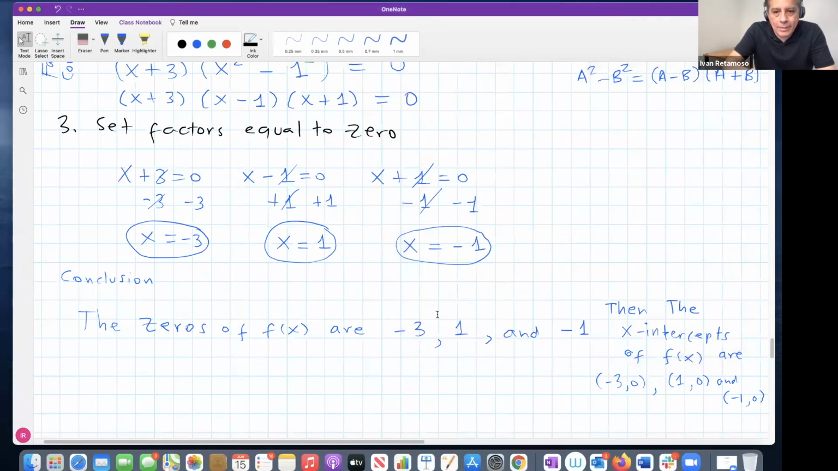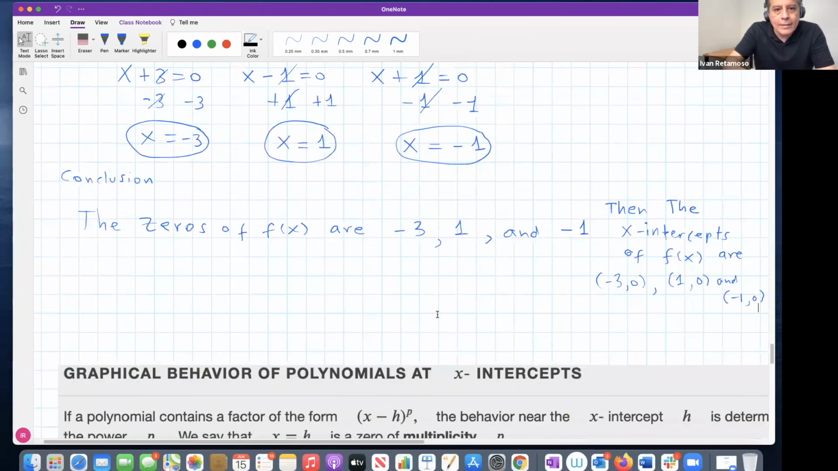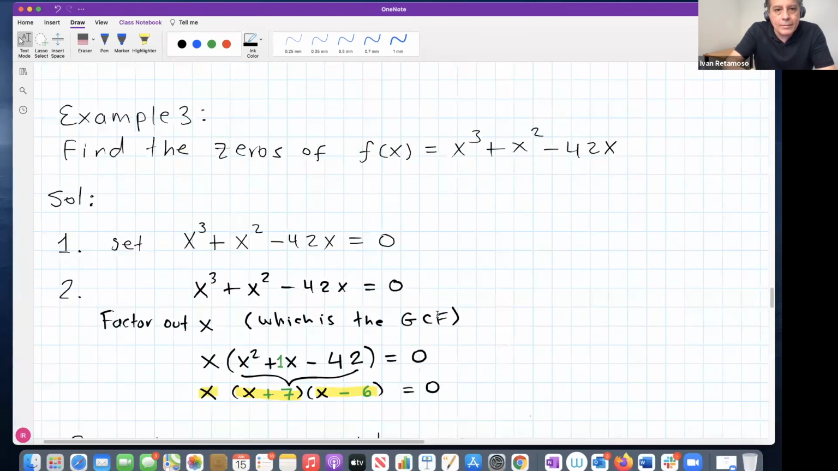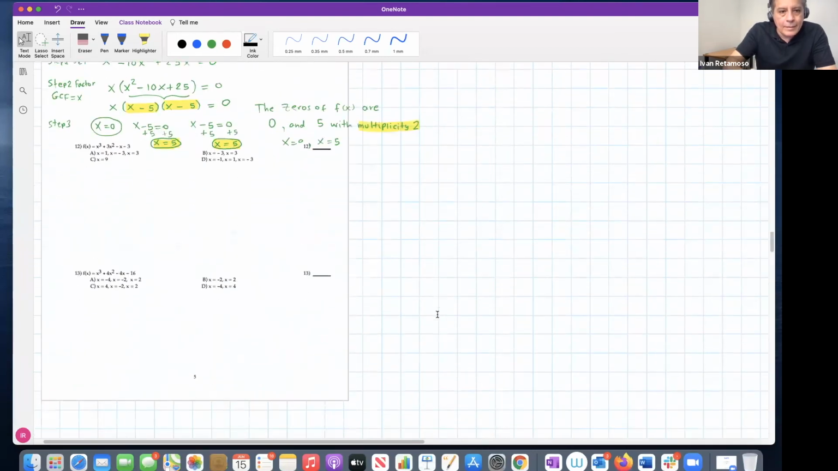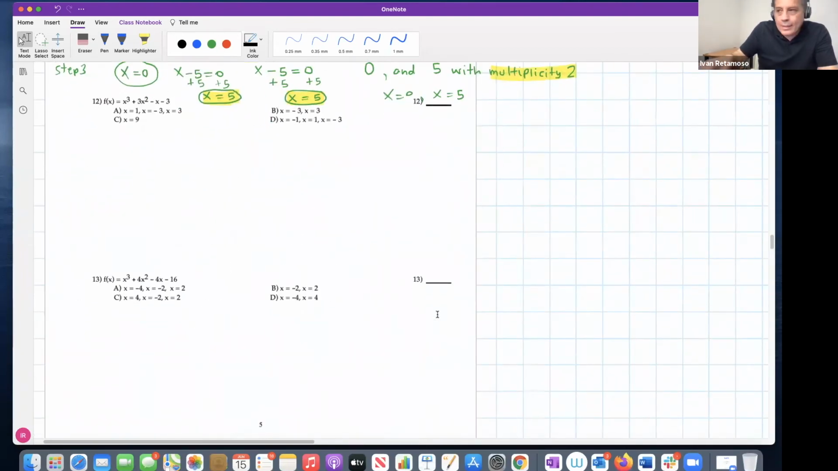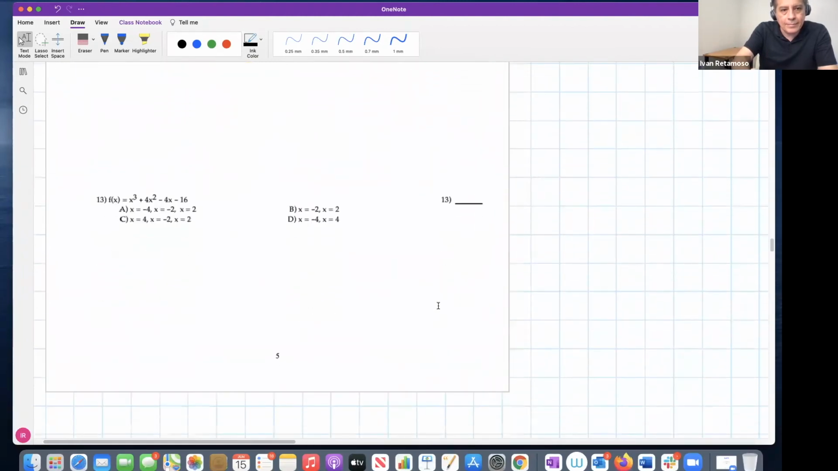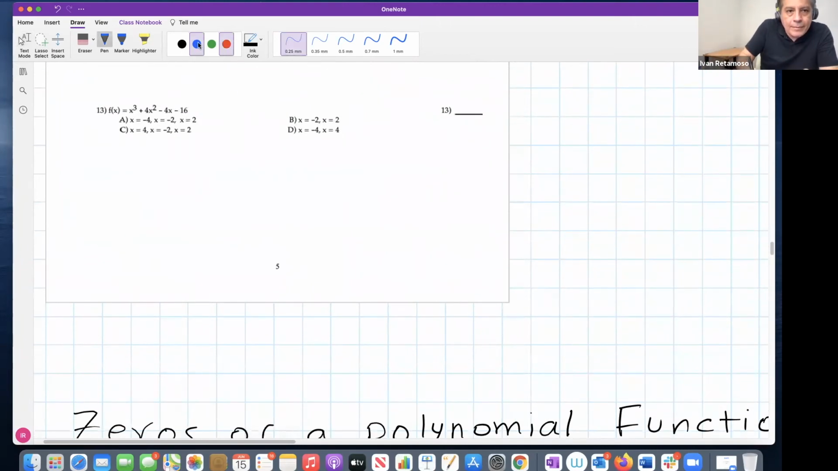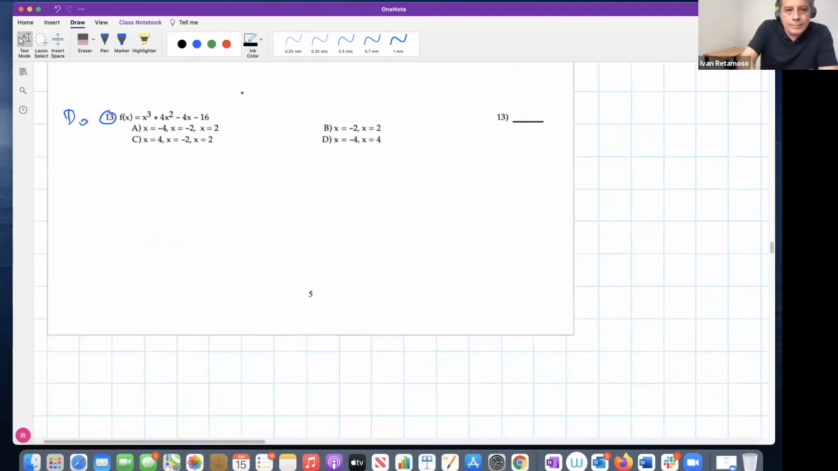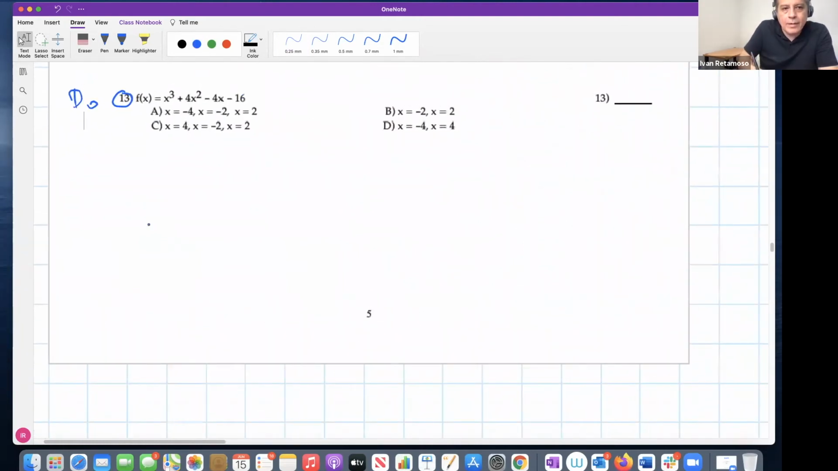Okay, now I want you to practice on this form, okay? Then we'll talk about this. So let's practice here. Can you try this one? I think it's number 13. This guy. Let's try this. Could you figure out the zeros of this using step 1, step 2, step 3?